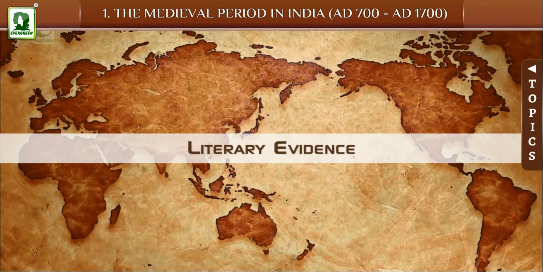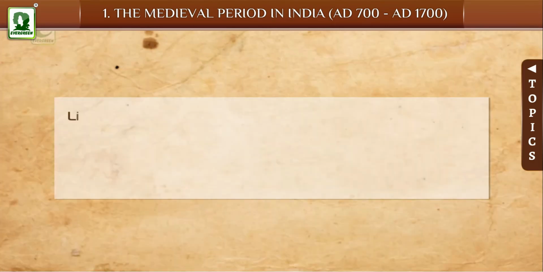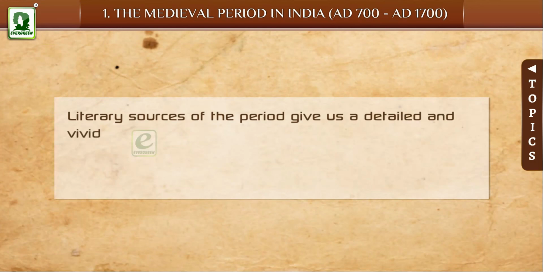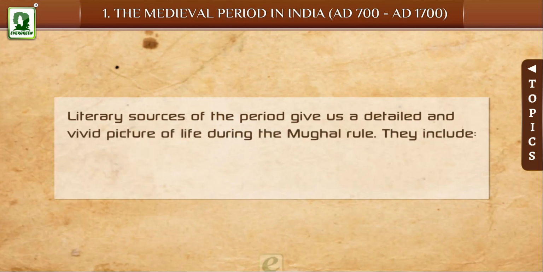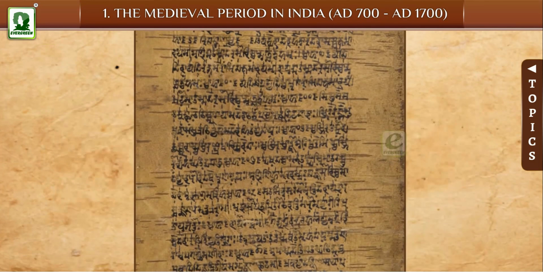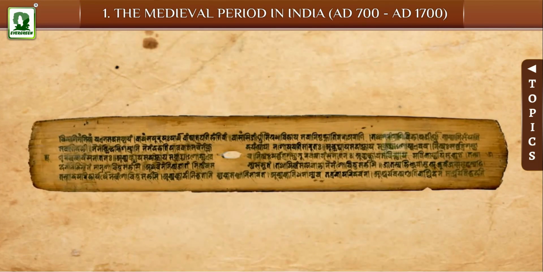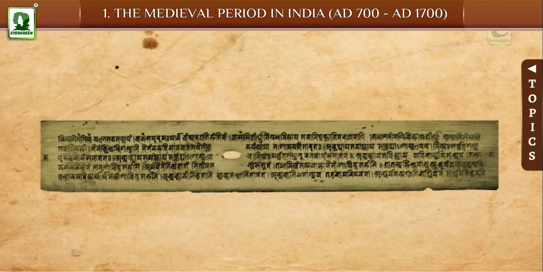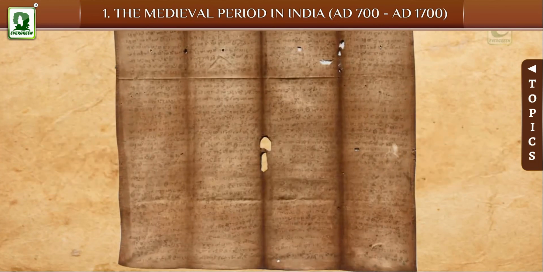Literary evidence. Literary sources of the period give us a detailed and vivid picture of life during the Mughal rule. They include manuscripts written on birch bark, palm leaf, bamboo leaf, cloth, and paper.